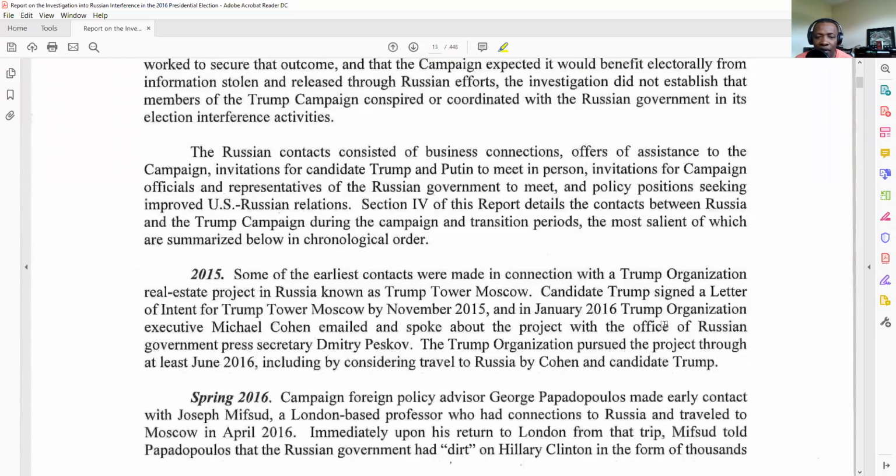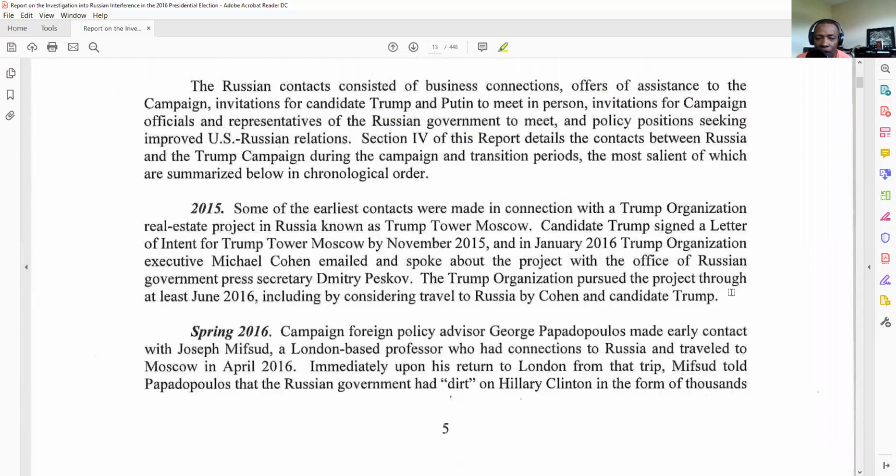The Russian contacts consisted of business connections, offers of assistance to the campaign, invitations for candidates Trump and Putin to meet in person, invitations for campaign officials and representatives of the Russian government to meet, and policy positions seeking improved U.S.-Russian relations. Section 4 of this report details the contacts between Russia and the Trump campaign during the campaign and the transition periods, the most salient of which are summarized below in chronological order. And here's the order. 2015, bold.